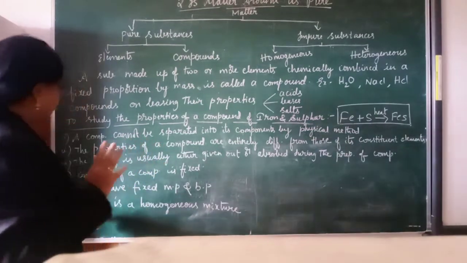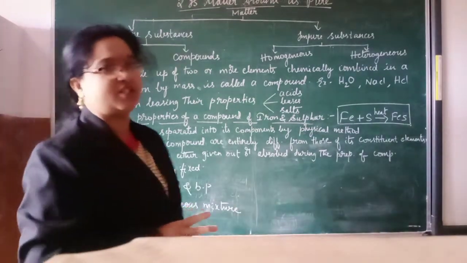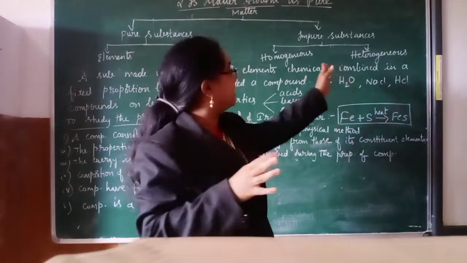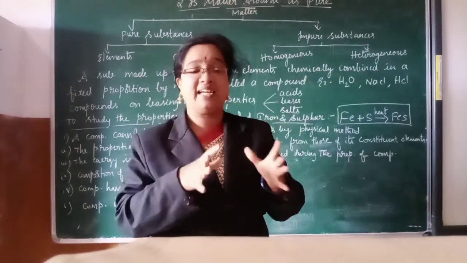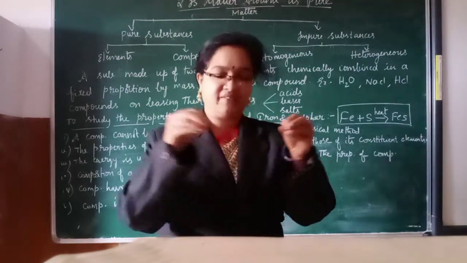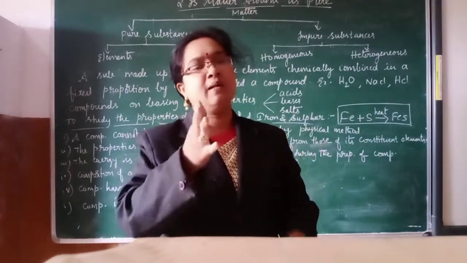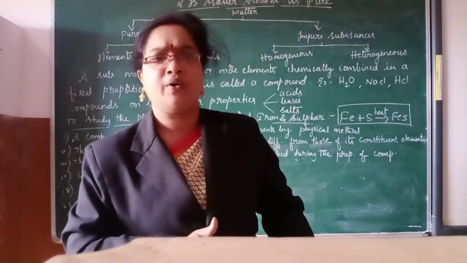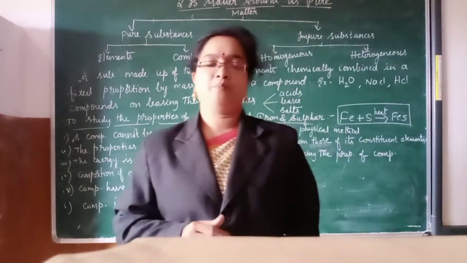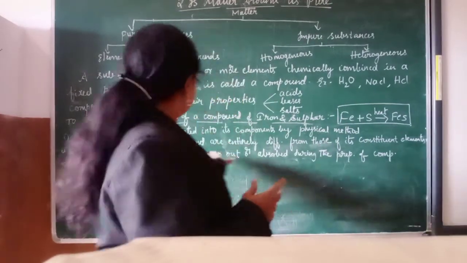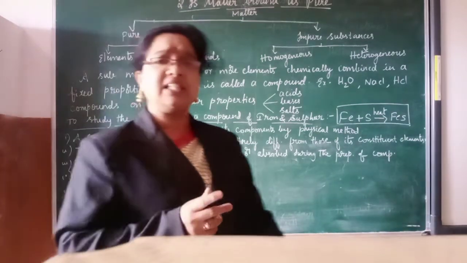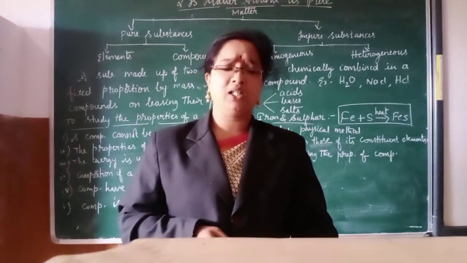And the last one is that a compound is a homogeneous mixture. Homogeneous means they are completely combined. We say in the definition itself, chemically combined. So if any two or three elements we take are nicely combined with each other, then only we will say that it is a compound. Those are homogeneous mixtures. Yes. So these are the main properties of a compound. Clear, children? Up to here, make your notes.